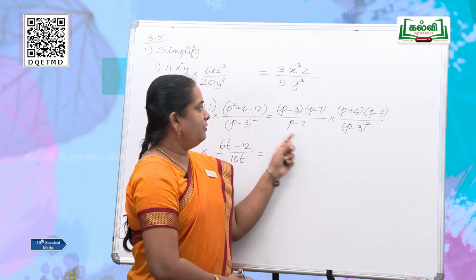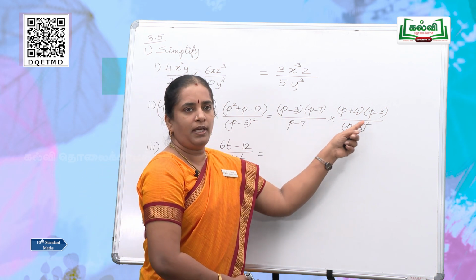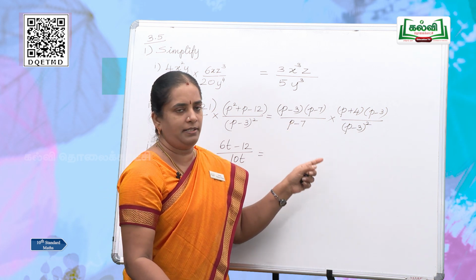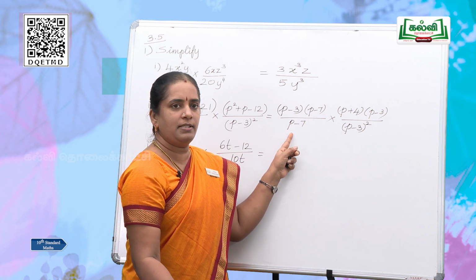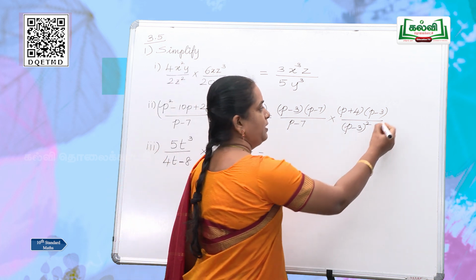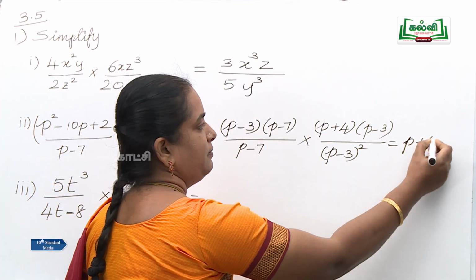So, on cancelling we get (p minus 3) the whole square in the numerator, (p minus 3) the whole square in the denominator. They both get cancelled, and p minus 7 once is getting cancelled, only p plus 4 remains in the numerator. So, the answer is p plus 4.